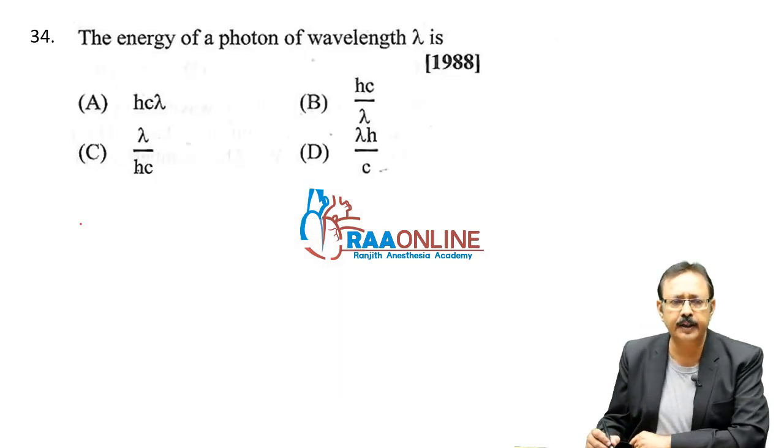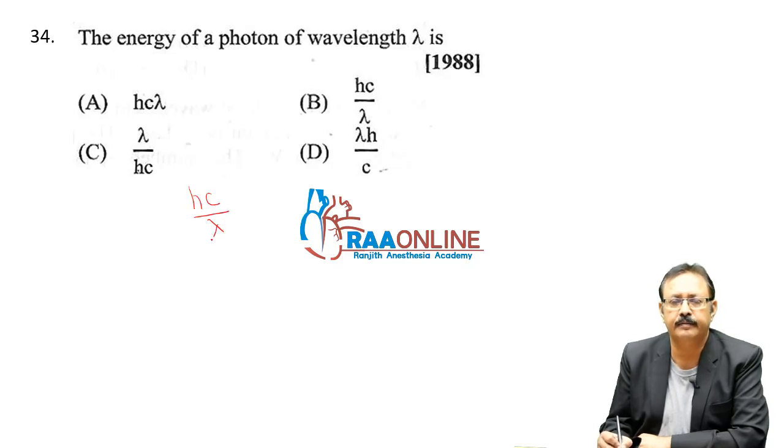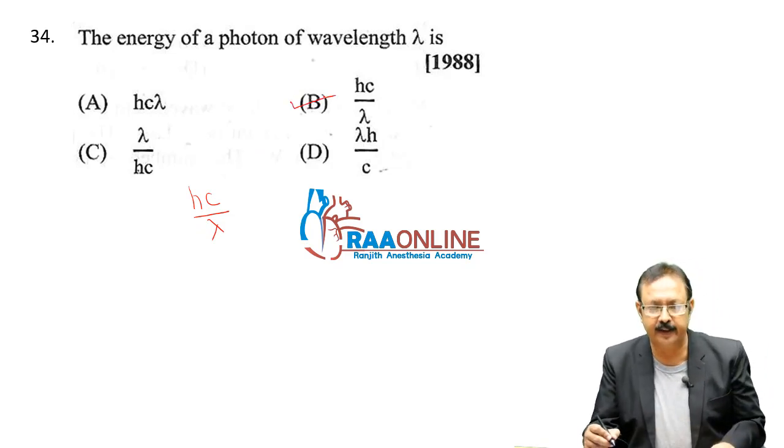34. The energy of a photon of wavelength lambda is, we know what is energy. Energy is hc by lambda. So we will go with option C, a direct formula they were asking from you.